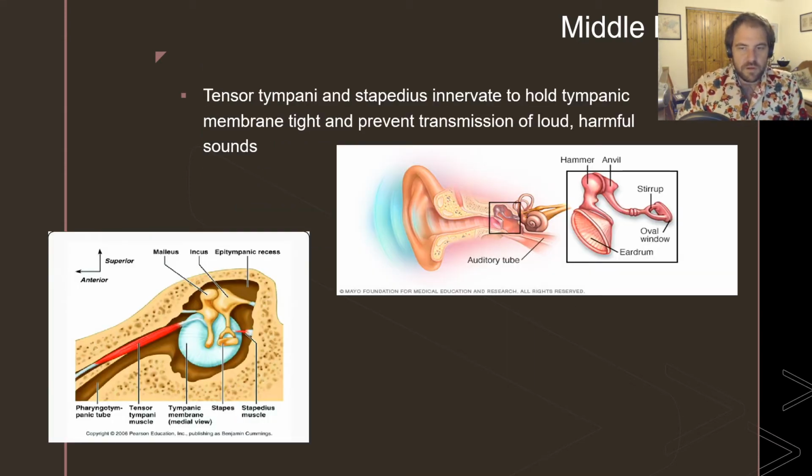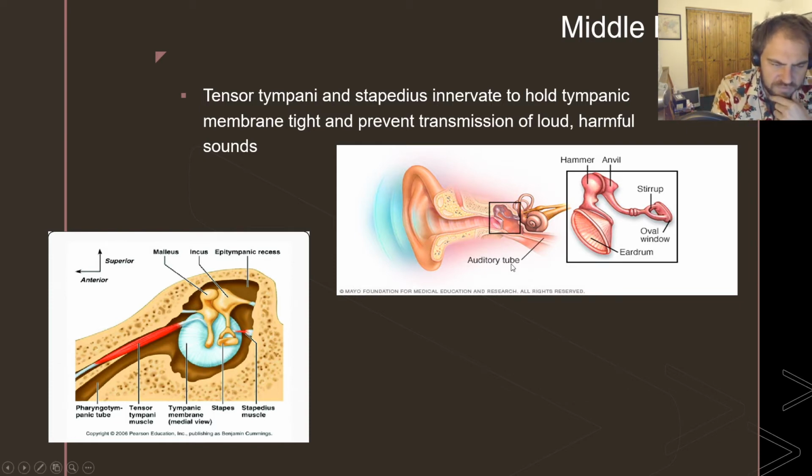All right, so this is the middle ear. Oh, we're still talking about the middle ear. This is when we're going to talk about the muscles. I thought I had a different slide later on about this. So you have these important muscles that interface with the ossicles right here: the tensor tympani and the stapedius muscle.